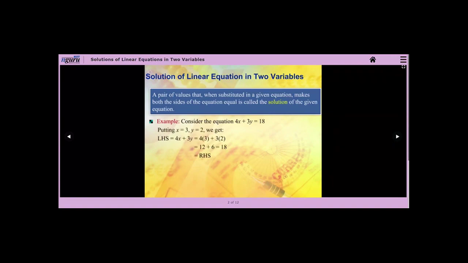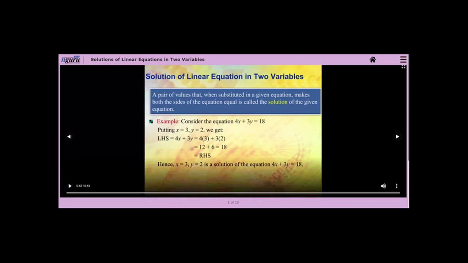A pair of values that, when substituted in a given equation, makes both the sides of the equation equal is called the solution of the given equation. Consider the equation 4x plus 3y is equal to 18. Putting x is equal to 3 and y is equal to 2, we get the left-hand side, or LHS, of the equation equal to the right-hand side, or RHS. Hence, x is equal to 3 and y is equal to 2 is the solution of the given equation.